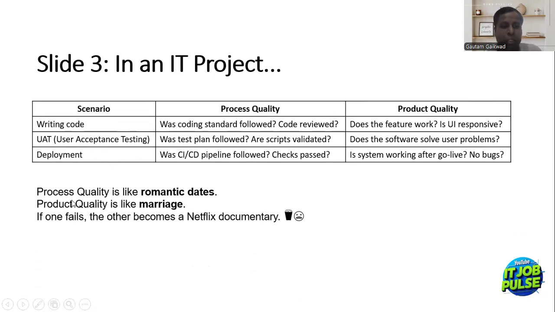Process quality is like romantic dates. Product quality is like marriage. If one fails, the other becomes a Netflix documentary. So both should be in place. Process quality you can relate to romantic dates, and product quality you can relate to marriage.